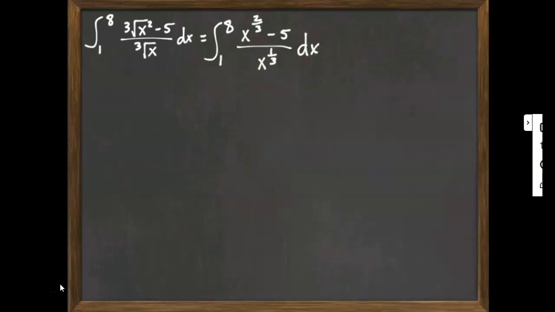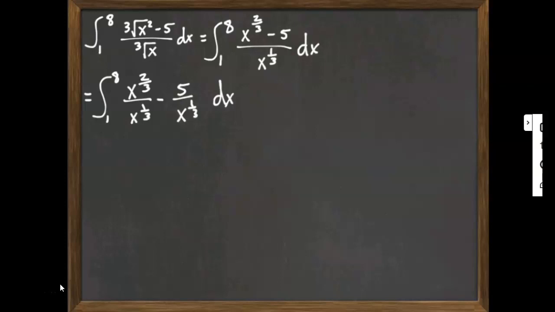And what we have to do here is simplify the division first so that we can get away from having to use some kind of division rule, where we can just use our powers. And so what we can do is take that x to the 1/3 in the bottom and divide it into both pieces in the top. So I get x to the 2/3 over x to the 1/3 minus 5 over x to the 1/3.